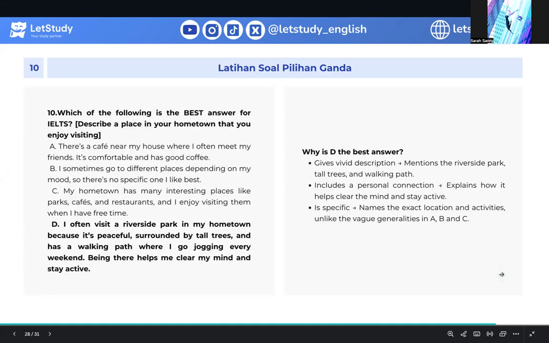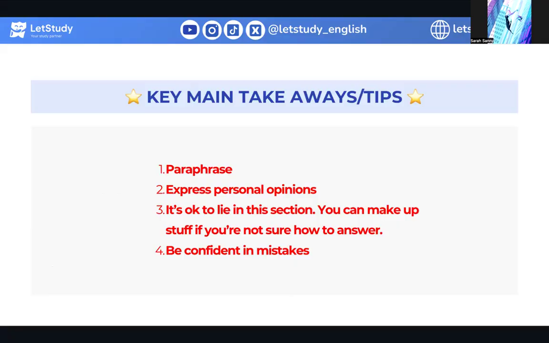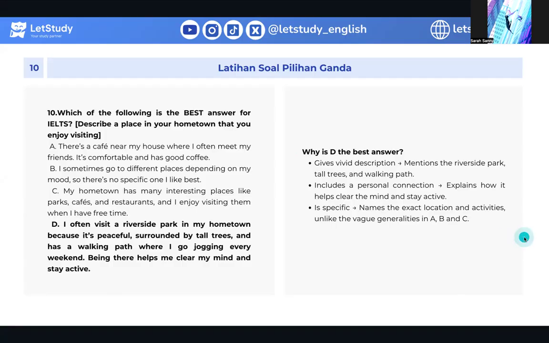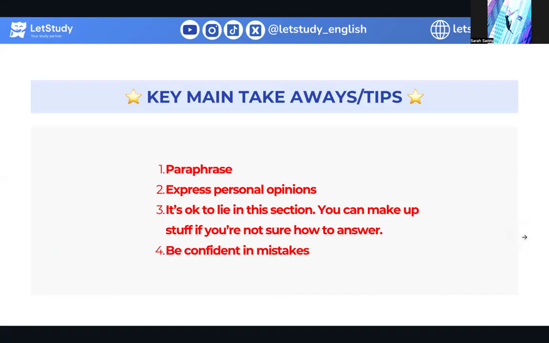Okay. Now, the key main takeaways and tips is to, first of all, you guys have to paraphrase. So that means if you guys are asked the question, you give the question back. For example, describe a place in your hometown that you enjoy visiting, right? So a place in my hometown that I really enjoy visiting is, that's how you paraphrase, right? You have to input the information from the question in your own sentence at the beginning.